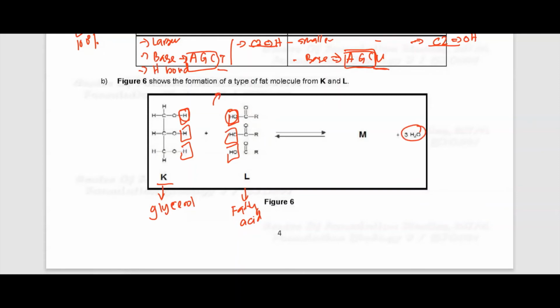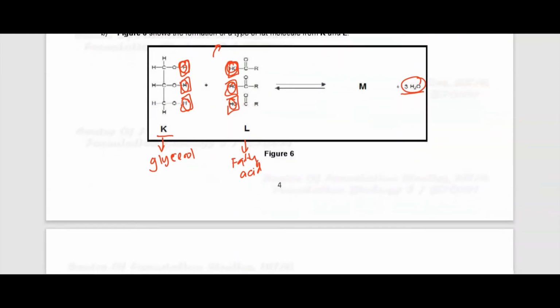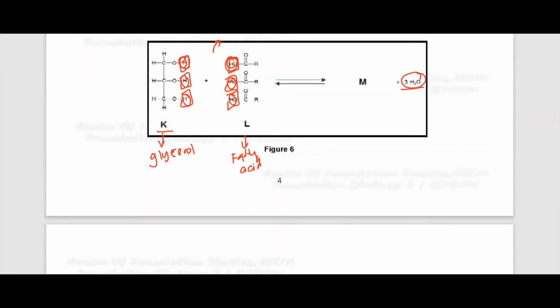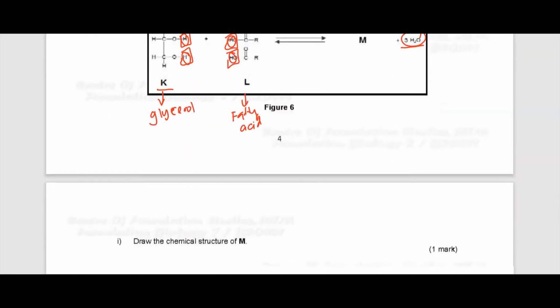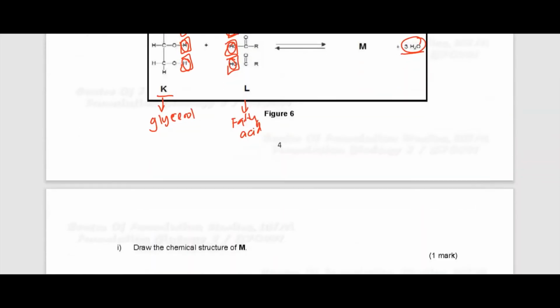Okay, so because it involves the removal of 3 hydroxyl groups and 3 hydrogen atoms, respectively from the fatty acid and glycerol, therefore 3 molecules of water will be removed in the process of producing M. So what is M? M is triglyceride. Okay, so draw the chemical structure of M. So you just simply join the two molecules together after you have removed the hydroxyl and also hydrogen atoms. Okay, so just join them together.